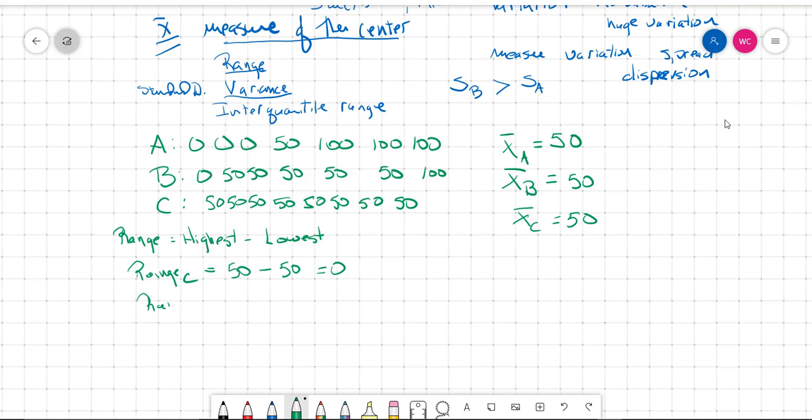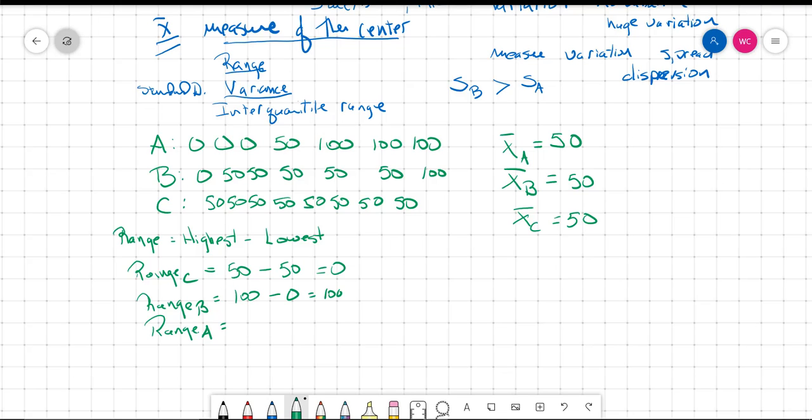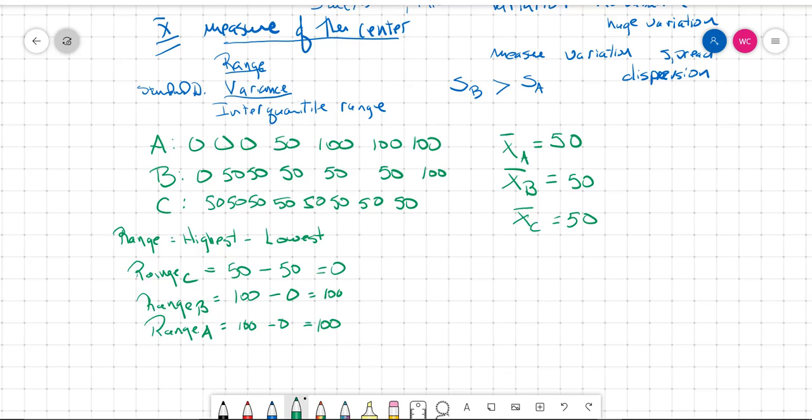Now we can also do the range for B. What's the highest value? It's 100. And what's the lowest value? It's 0. So the range is 100. And then, of course, we could also do the range for A. Well, the highest value in A is also 100, and the lowest value is 0. So the range for A is also 100. So that's what we mean by the range. It's the highest value minus the lowest value.